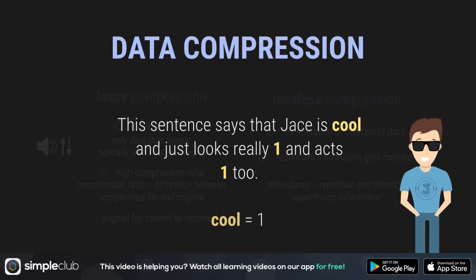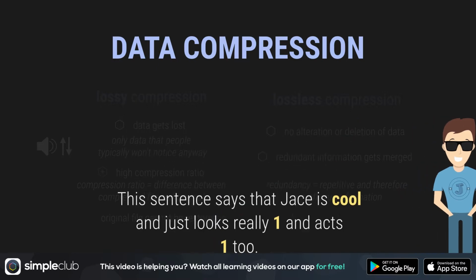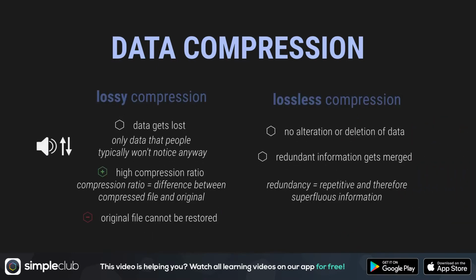The advantage of lossless methods is that you can take the compressed data and get the original file back from it. And this is possible because no data has been lost. But the disadvantage here is that the compression ratio is significantly smaller. So you usually can't compress the data as much as you'd be able to using a lossy method.